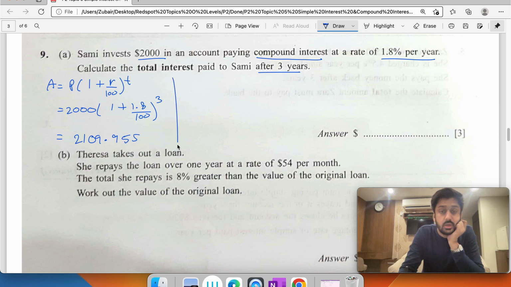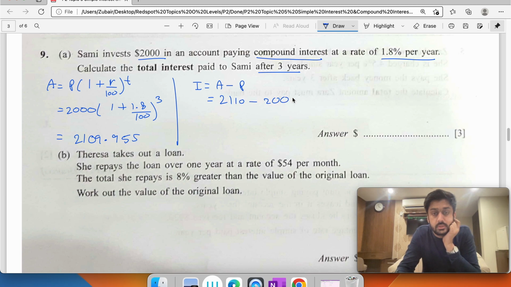Just carry on. So calculate the interest. Interest is equal to amount minus principal. 2110 minus principal is 2000. So 110 is the interest paid.